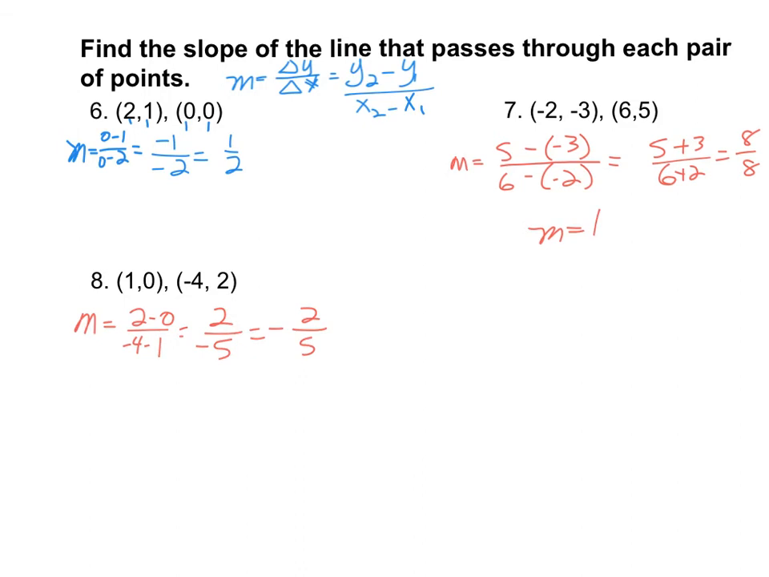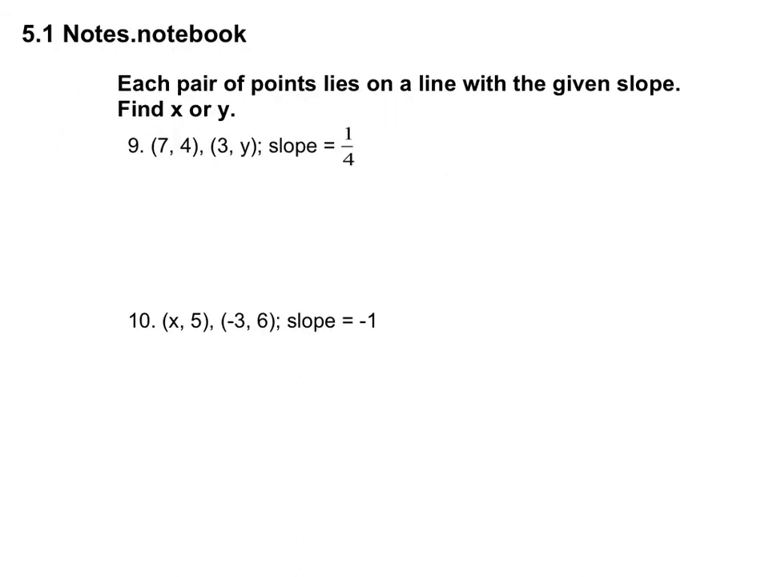Okay, so our instructions for number 9 are: each pair of points lies on a line with the given slope. Find x or y. I know that several of you are looking at this right now and freaking out. I promise you can do it. Okay? So, we've got our equation to figure out what slope is. It's m is equal to y2 minus y1 over x2 minus x1.